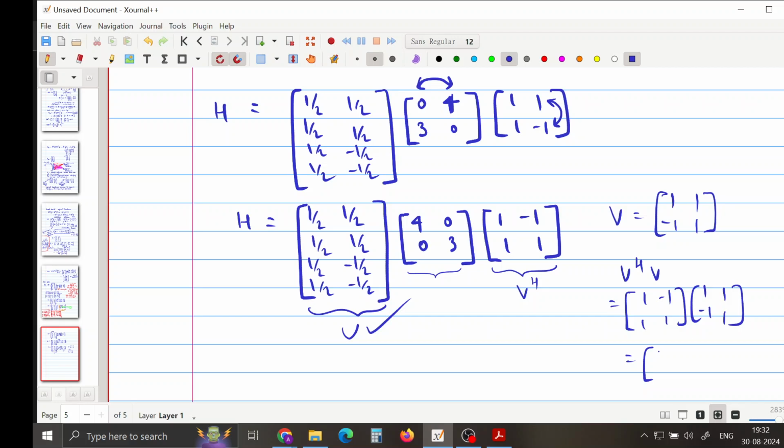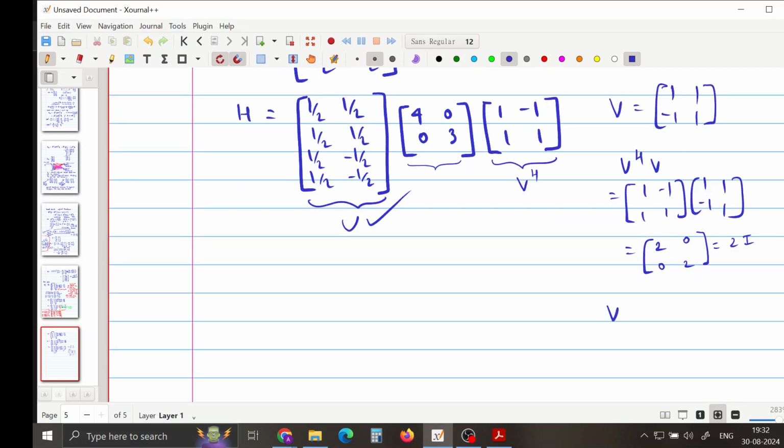You'll get 2 0 0 2. So this is very close to our identity, it's basically 2 times identity. And you can indeed verify the other way around too, V times V Hermitian, that will be 1 1 minus 1 minus 1 and 1 minus 1 1 1. So that will be 2 0 0 and 2 again. So that's again 2 times identity. So we are just away by a scaling factor, that's it.